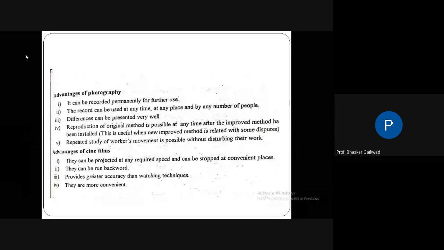So, what is the use of photography in industrial engineering? Questions like these may be in GATE, but at this point it is not in our syllabus. From the GATE point of view, you have to remember this.